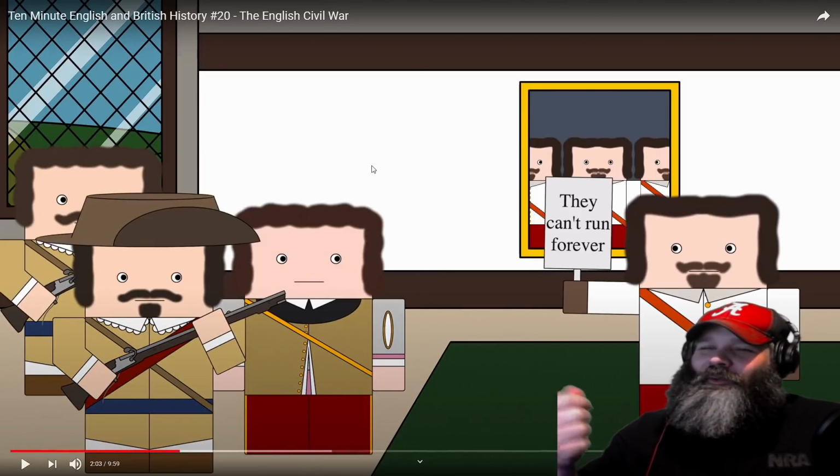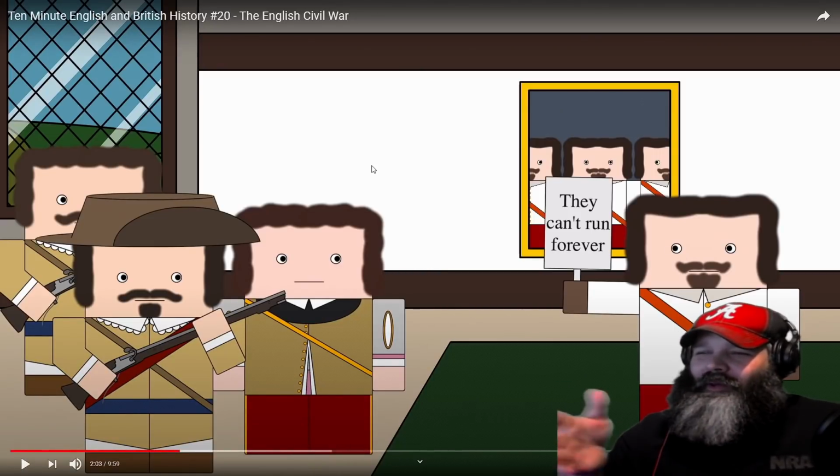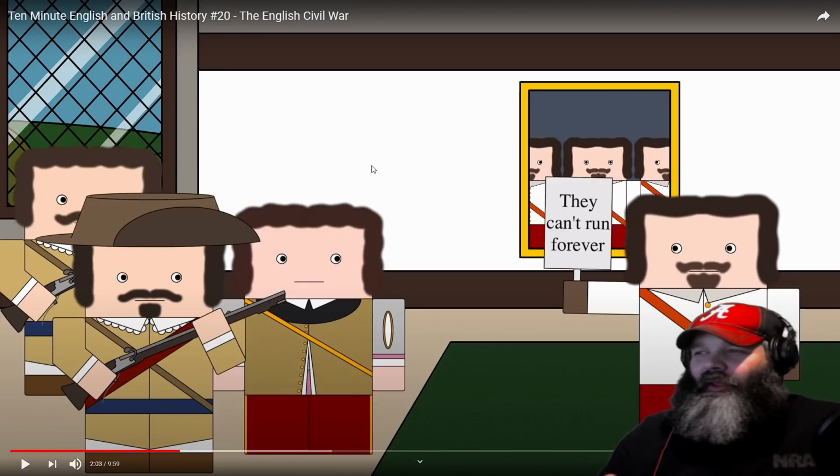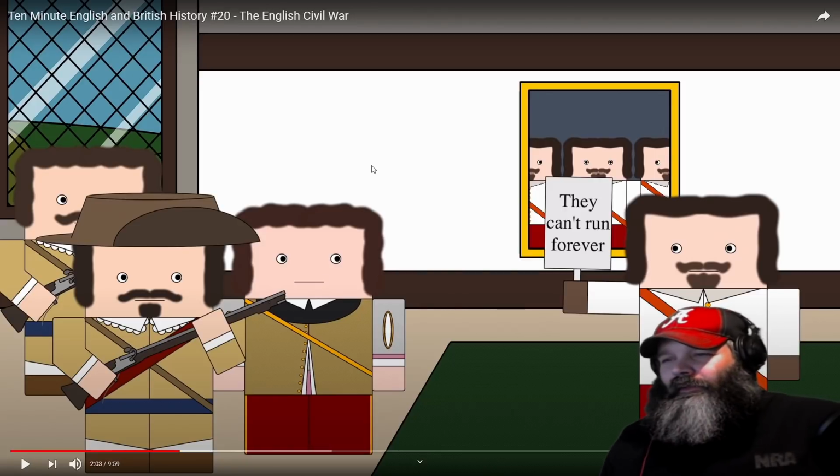I love the little signs that these little characters are holding. They're not here. I bet you feel silly. This is, my goodness.